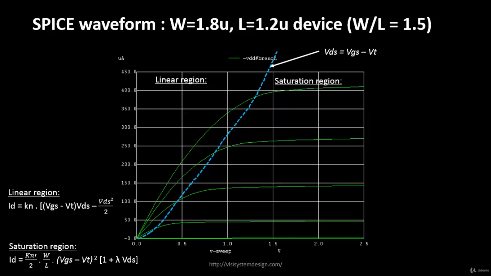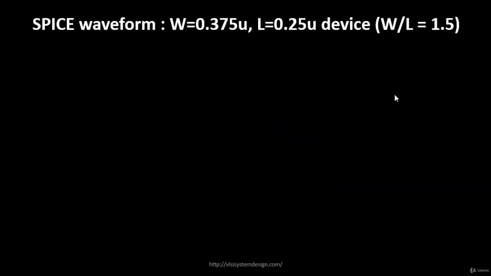Next, we will take a completely different scenario, a new situation, where your W is 0.375 microns and L is 0.25 microns. We were looking into a 250 nanometer device. So the technology node we are now looking at will be 250 nanometers, or 0.25 micron.